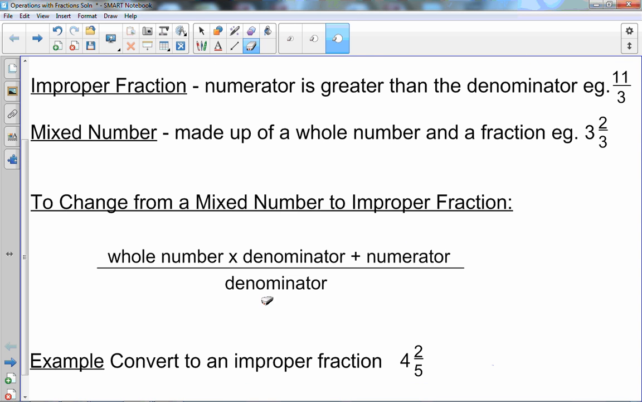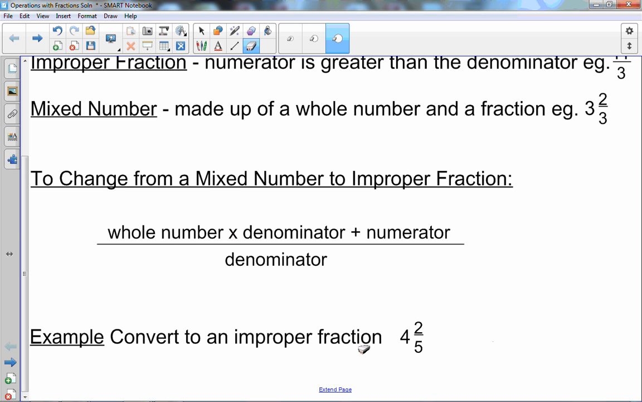Now, if we want to change from a mixed number to an improper fraction, because when we're adding, subtracting, doing operations, we can't use mixed numbers. We want to use improper or proper fractions.